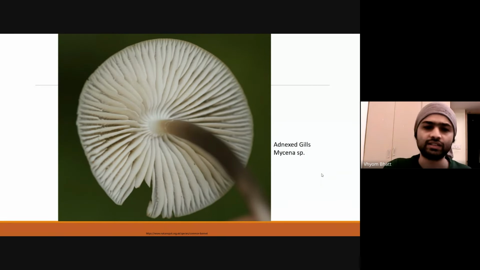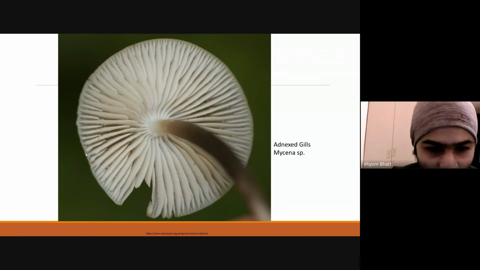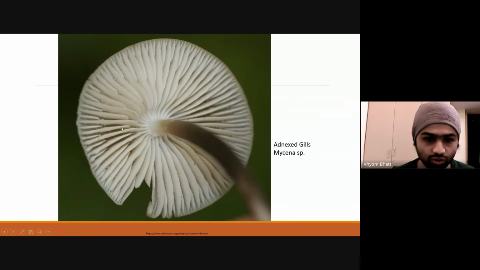Okay, adnexed gills. An adnexed gills example is over here. You can see it is slightly attaching to the stipe. This is a Mycena species. You can use this identification feature. With this, you can also see some anastomosing gills over here, if your internet is good and you can see it clearly. If not, it's okay. We are talking about gill attachment. Let's focus on that then.